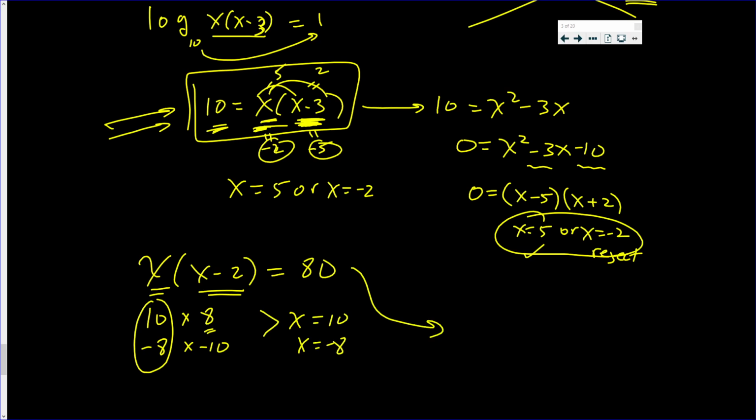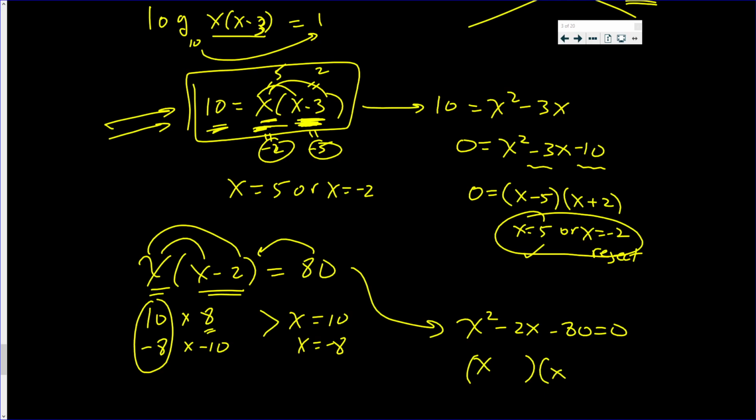Now, if you FOIL this out, well, first of all, that takes time. You get x squared minus 2x, and you bring the 80 over, minus 80 equals 0. Now, I want two numbers. For the record, I'm already done.